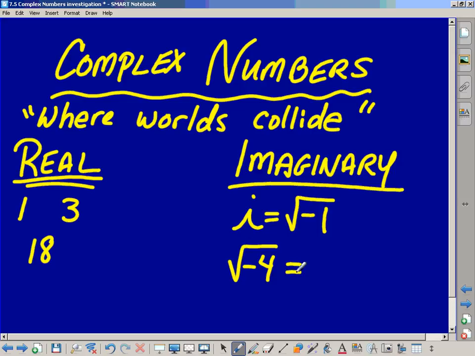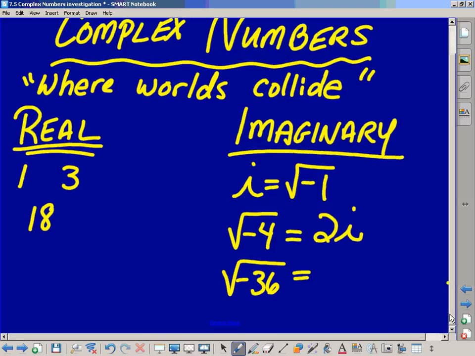Since the square root of 4 is 2, and the square root of -1 is i, we'll call the square root of -4 2i. The square root of -36, for example: since the square root of 36 is 6, and the square root of -1 is i, you would call the square root of -36 6i.